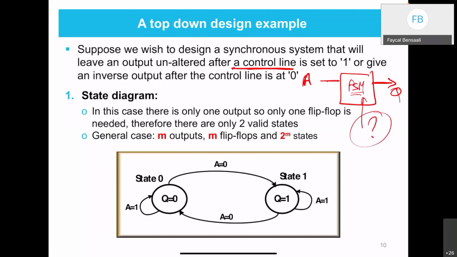So definitely, because I have one output, I will need one flip-flop. So I'm going to use, let's say, a D flip-flop in this example. So I know before starting my design that I will need one flip-flop here. The flip-flop will have D, clock, Q, and Q bar. This will need to be used in this circuit. And then I know that my circuit will have an input A according to this description. There is an input A. Is this clear so far?